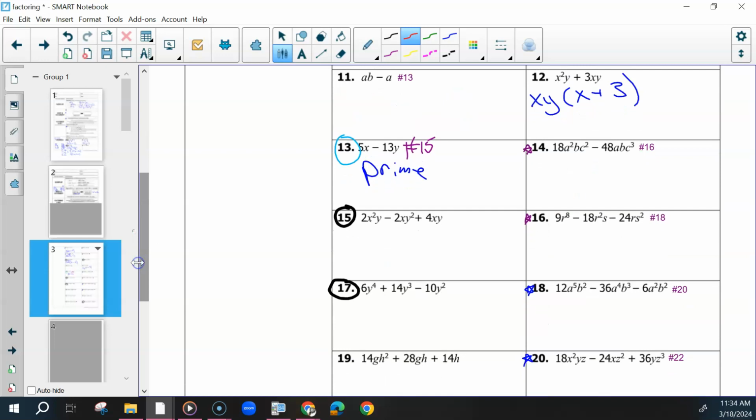14. 3 works. I think there's something higher. 6. And then what variables and how many of each? A to the power of 1, B to the power of 1, C to the power of 2. Yes, right. So yeah. 6, 1A, 1B, C squared. Divide those both. What would be left?